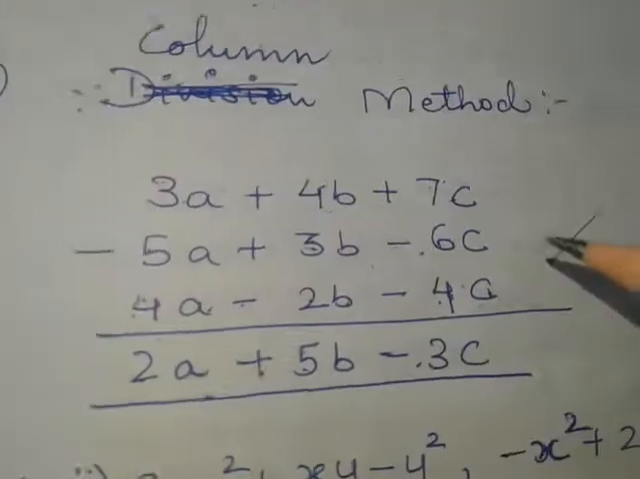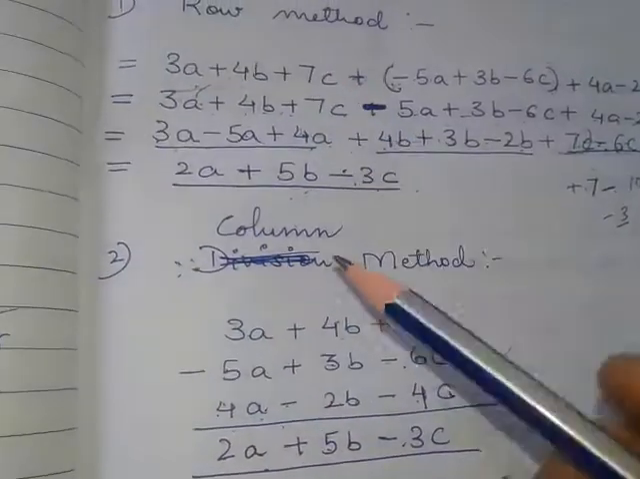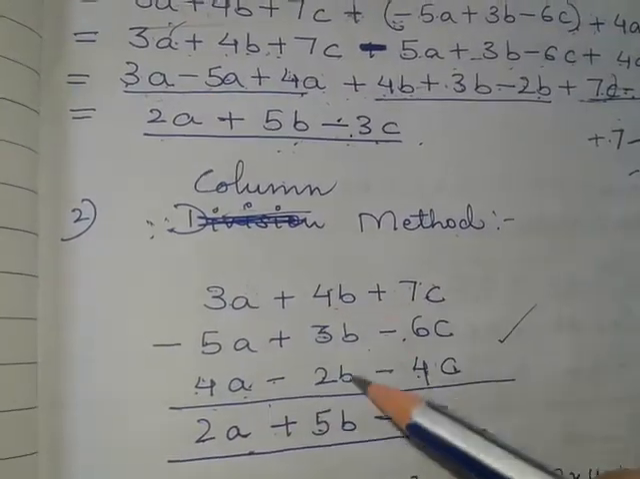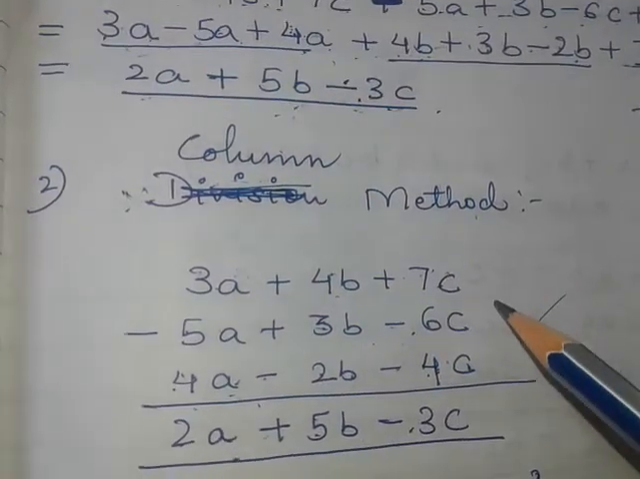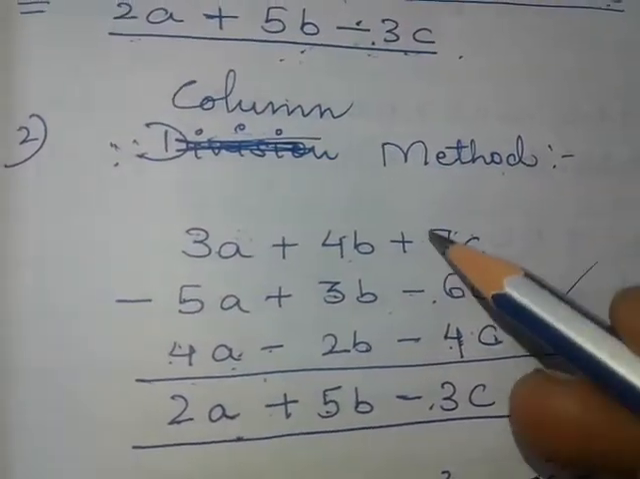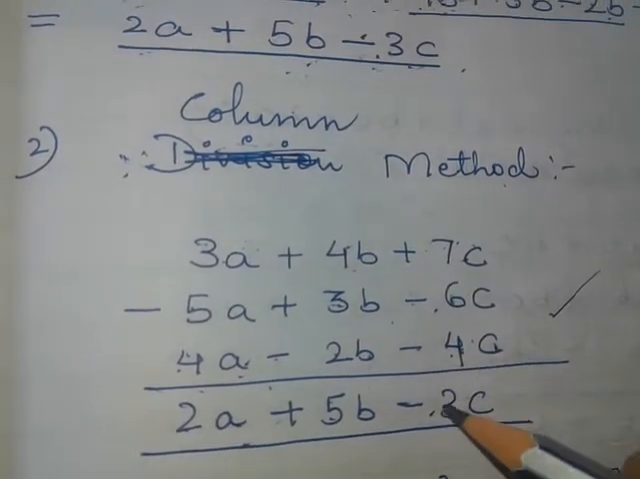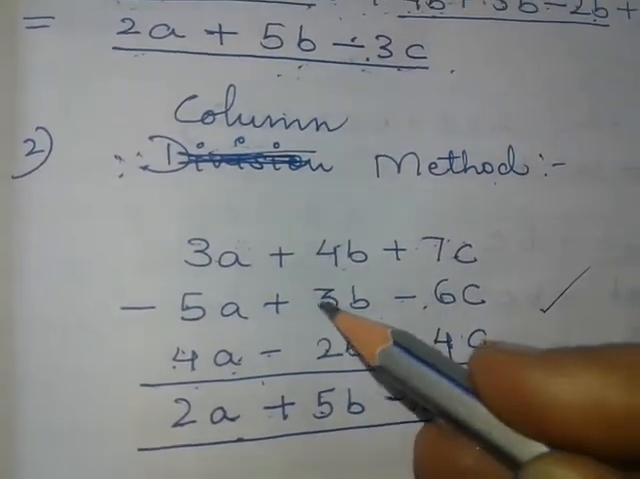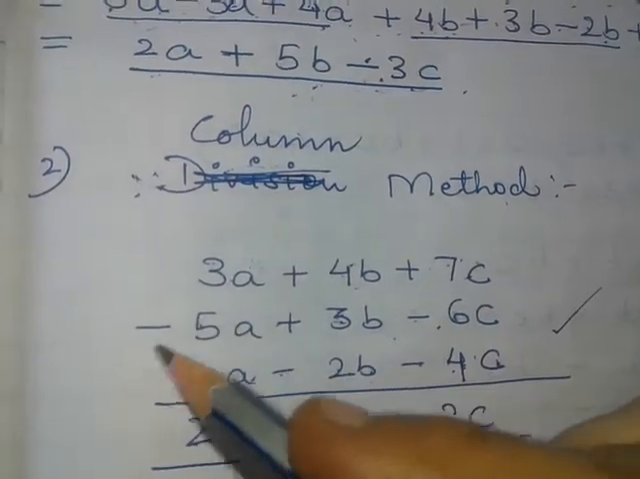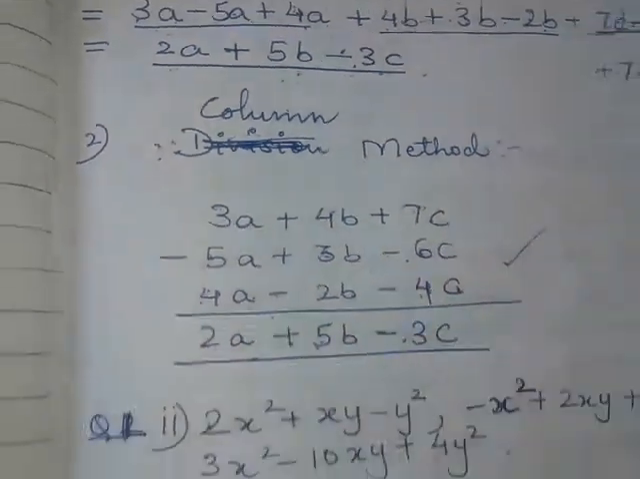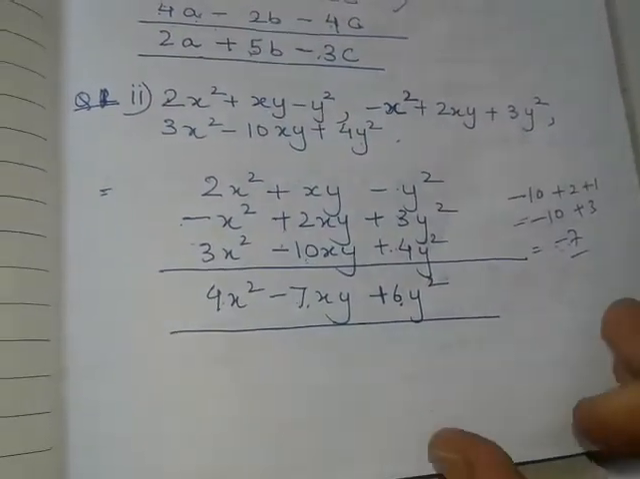Okay, so what you have to do is just like that. The column method I have told, same way. Arrangement has to be done: below A all A, below B all B, below C all C, according to their respective sign. Just solve it. 7 minus 6, 1, 1 minus 4, minus 3. 4 plus 3, 7, 7 minus 2, plus 5. 3 minus 5 minus 2 plus 4, 2. Okay, so the rest also same.